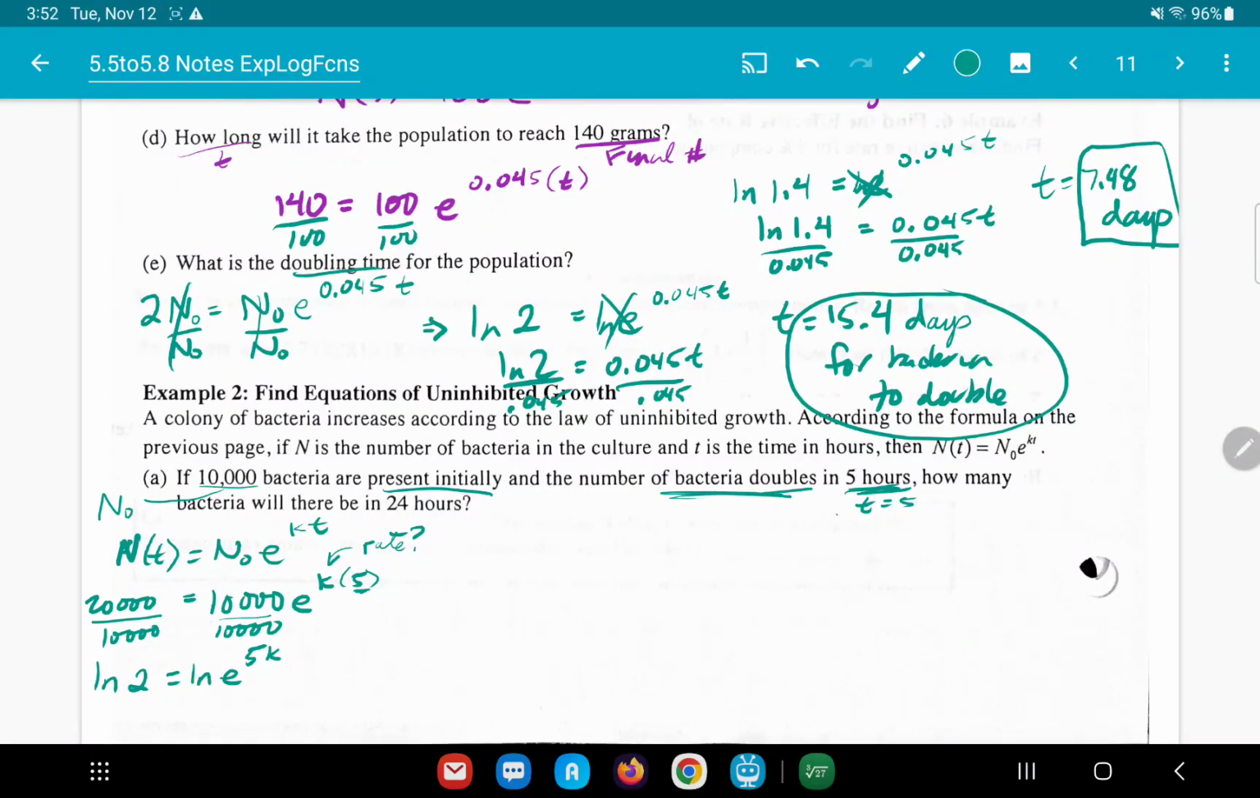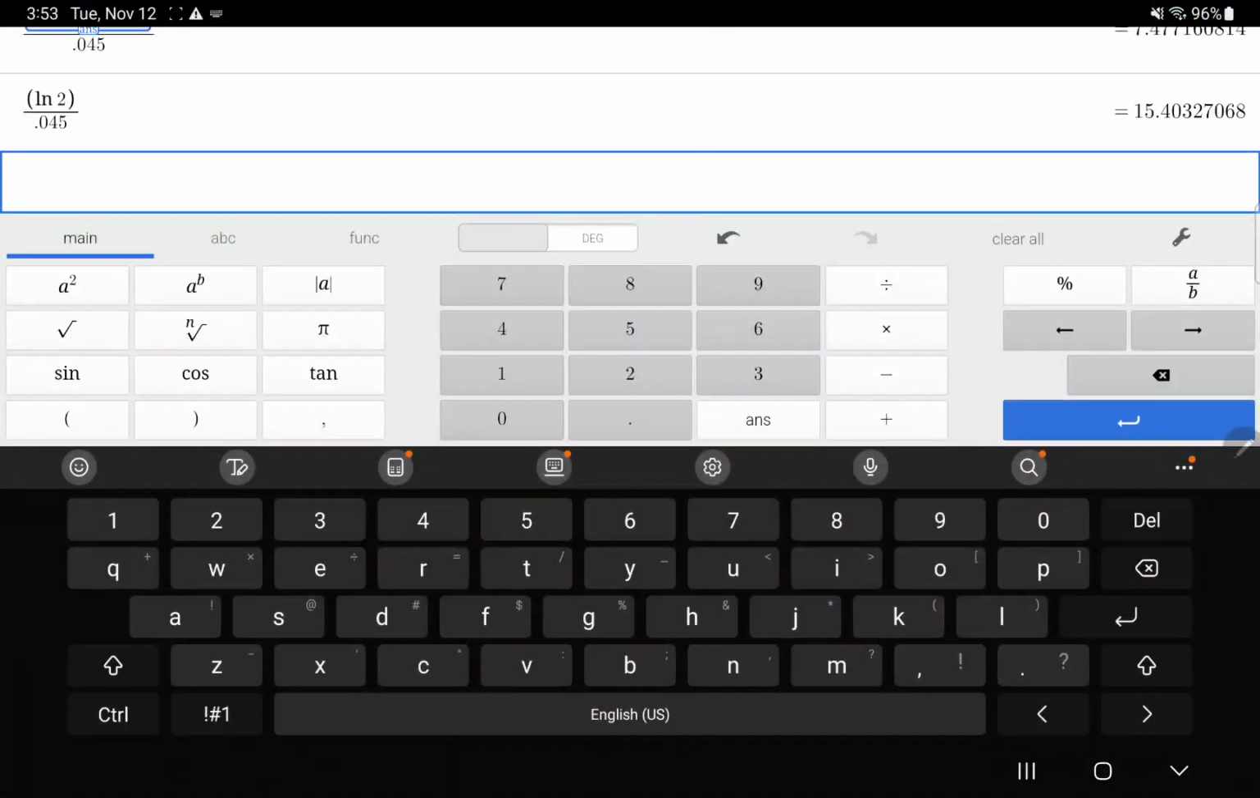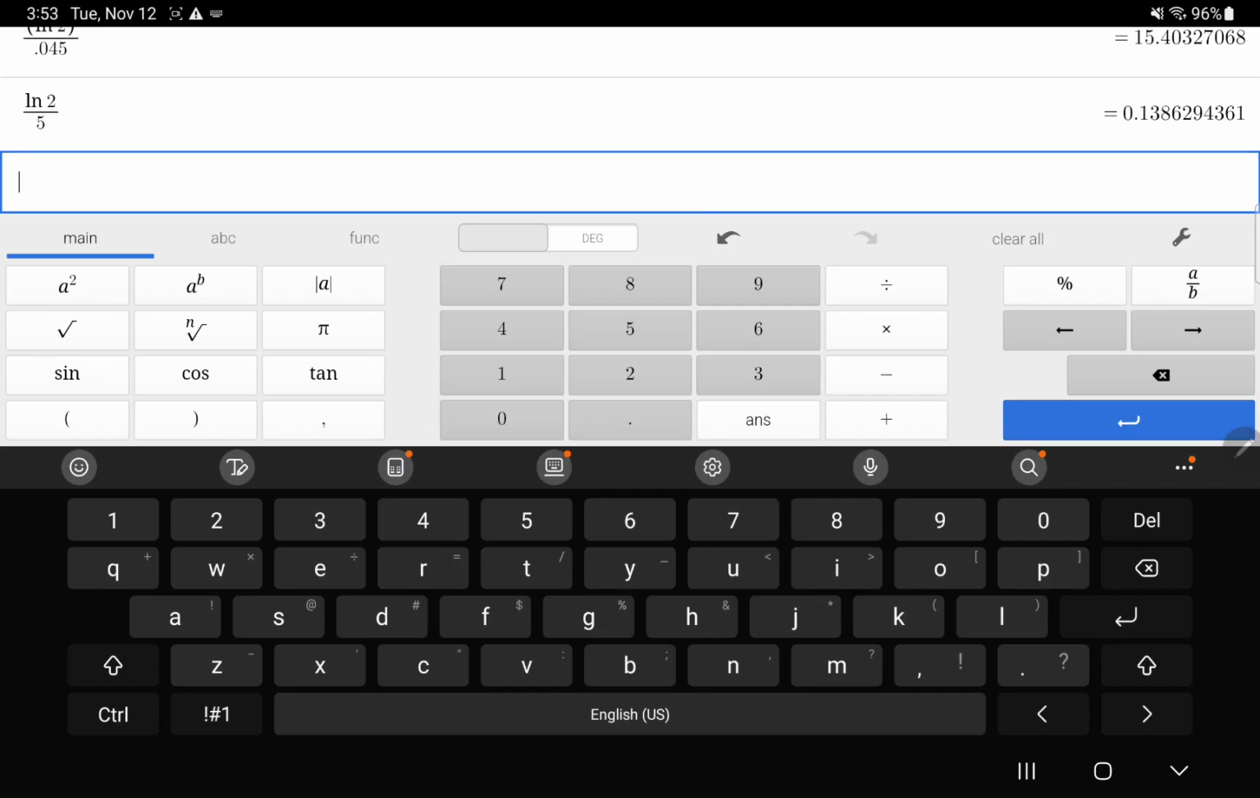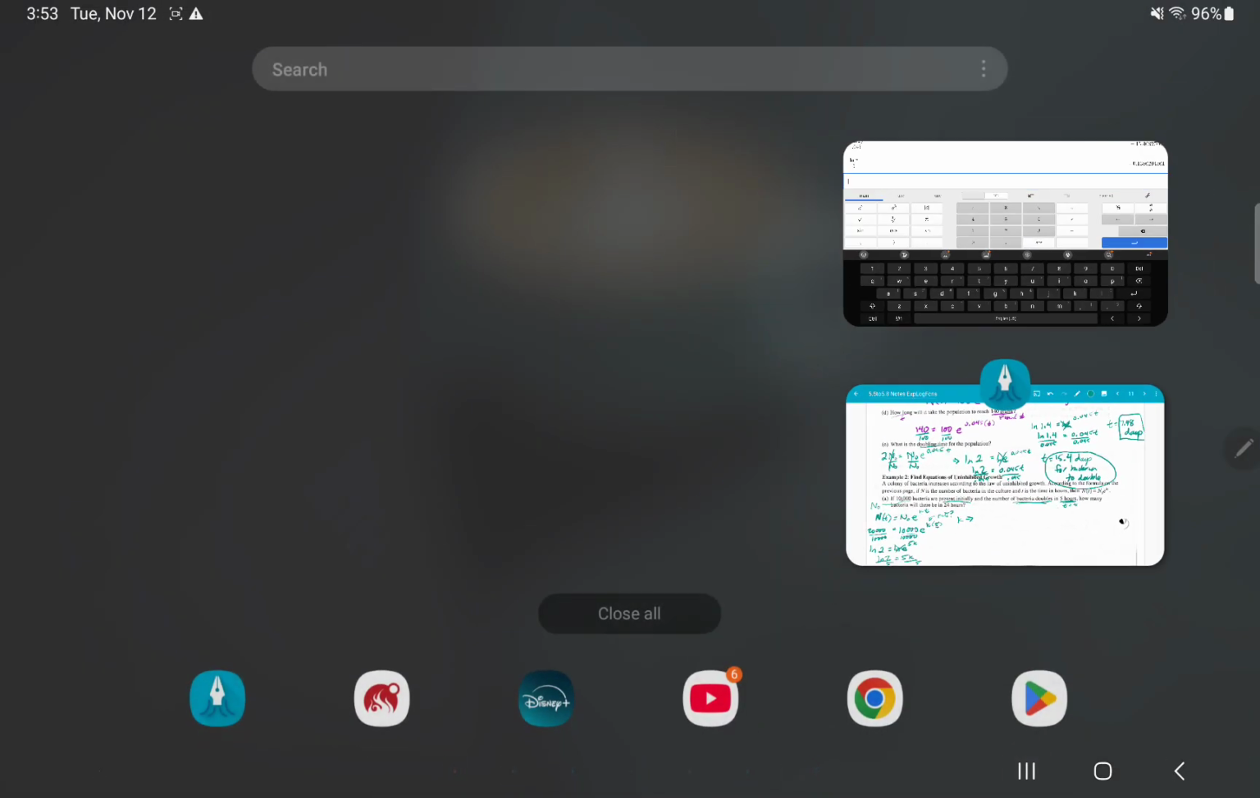We'll want to ln both sides so that we can solve for k. And then we know that since ln2 is equal to 5k, to solve for k, we're going to divide both sides by 5. And so k is ln2 over 5. Let's go ahead and type that in. So we're going to say ln of 2 divided by 5. And we get an answer of 0.1386.